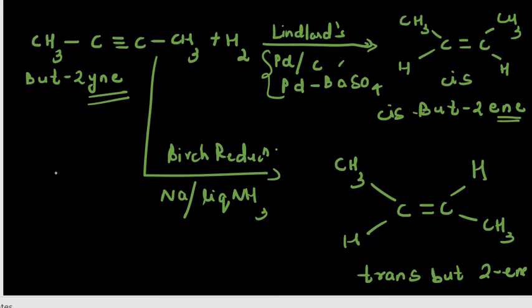So these four methods are the important methods for the preparation of alkene. Hope it is clear. Thank you.